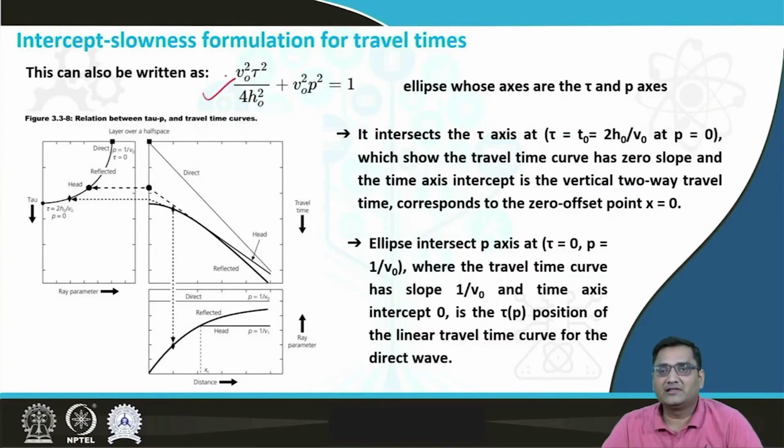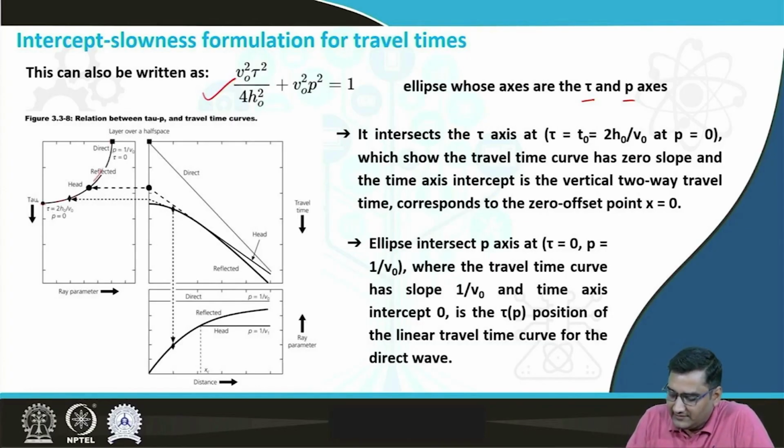And this is nothing but the equation of an ellipse whose axes are tau and p axis. So this is your ellipse over here. You can see this is the ellipse, and this is in the form of tau as the y-axis and p on the x-axis. This is your p, and this is the travel time curve for the same reflection ellipse. So this is your hyperbola, and this is the slope distance curve, and for the same curves that are shown above.